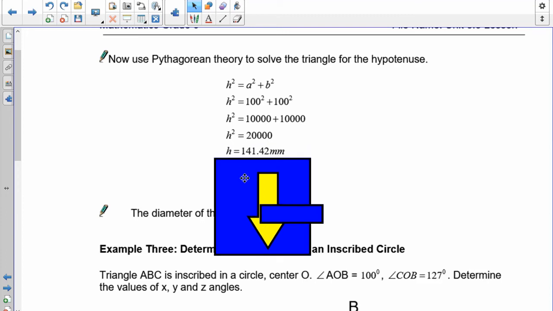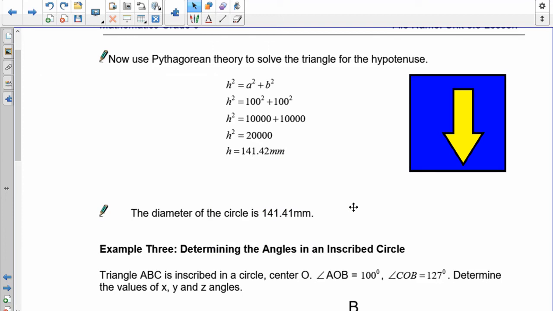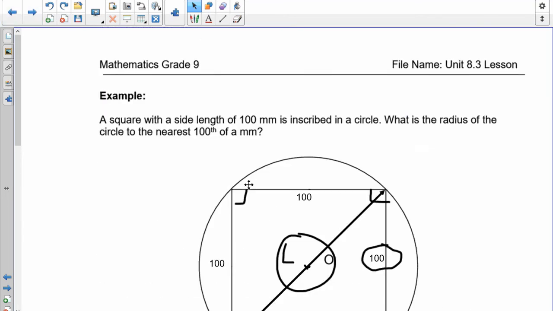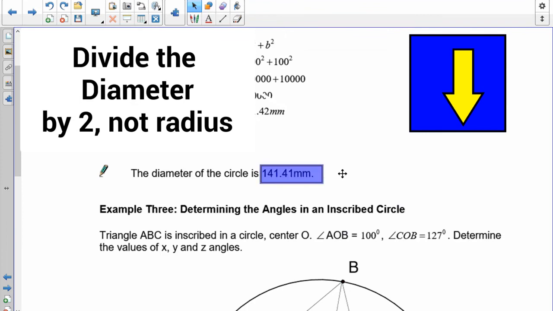Now, in order to get from h squared down to h, you have to square root it. Now, whatever you do to one side, you have to do to the other. Now, up in the question, it said to the nearest 1/100th. So we're rounding off to 2 decimal places here. So it says here that our diameter of our circle is 141.41. Now, that doesn't answer the question, does it? Because it asks us, what is the radius here? Well, in order to find the radius, we've got to go back here to this question, and we're going to have to divide the diameter by 2.